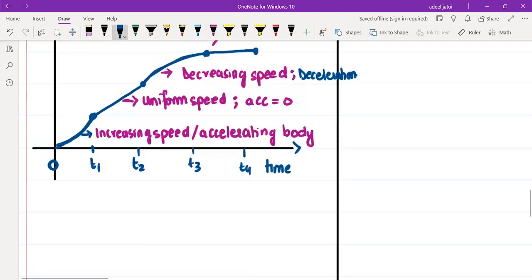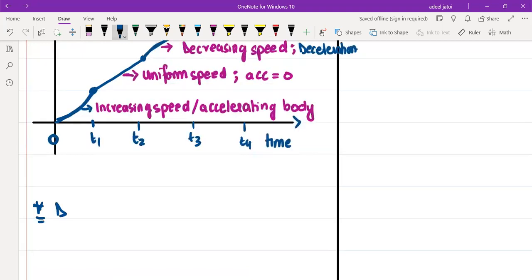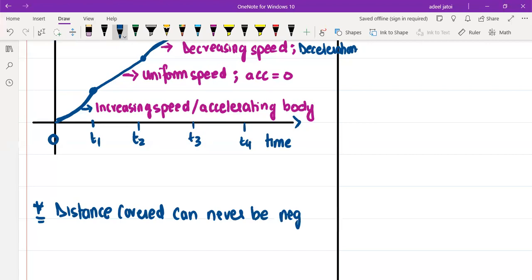Now, what are the pointers that you need to understand? Number 1, distance covered can never be negative.